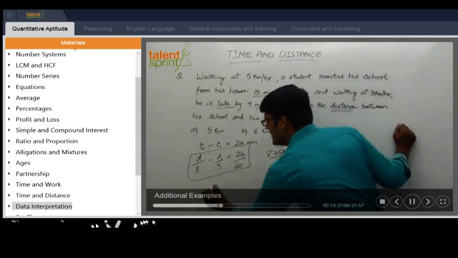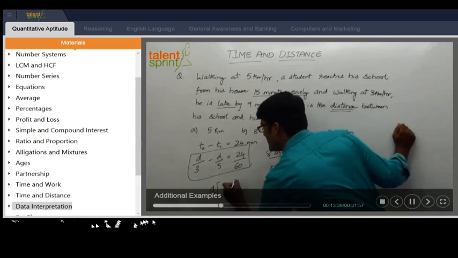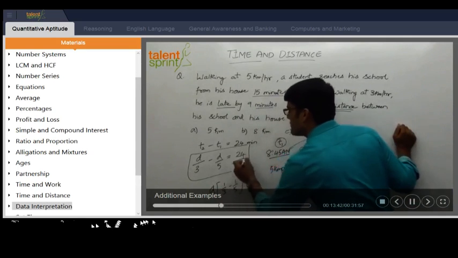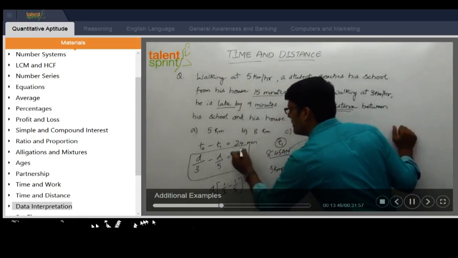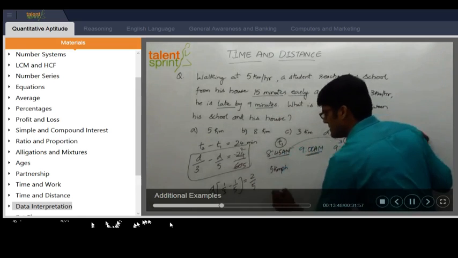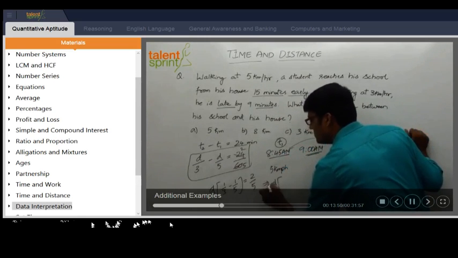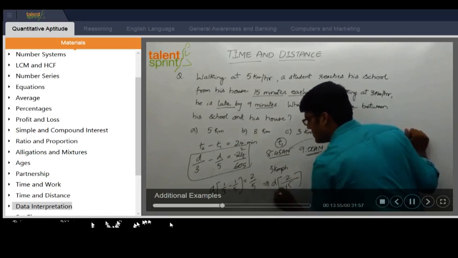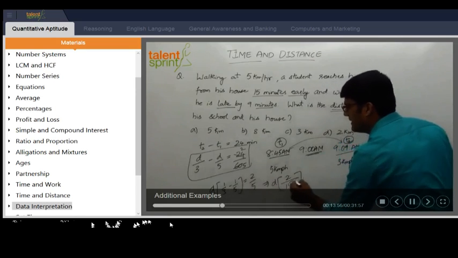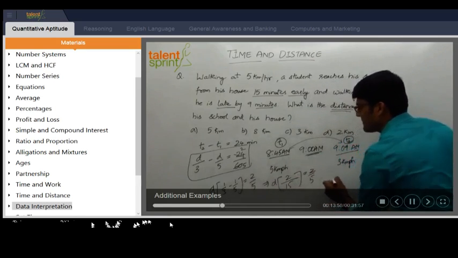Now what happens here? D is common. So we get 1 by 3 minus 1 by 5 equals 24 by 60, which becomes 2 by 5. Yes or no? 12 into 2 and 12 into 5. Now simplify this, what do we get? So D into 15 is the LCM here. 3 goes 5 times, 5 goes 3 times. So 5 minus 3, 2, equals 2 by 5.